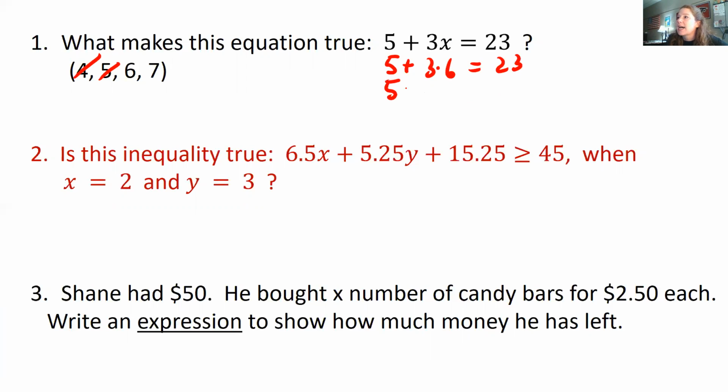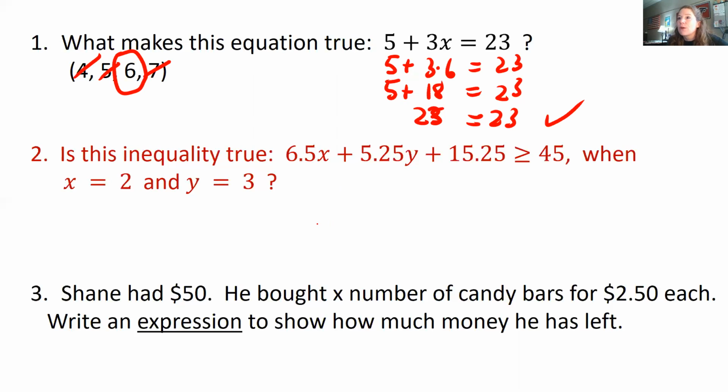Well, 6 times 3 is 18, and does 18 plus 5 equal, whoops, I wrote 25. Does 23 equal 23? Yes, that is going to be true. And if I plugged in a 7 in there, I would get 5 plus 21, which is not equal to 23. So 6 is the only answer.